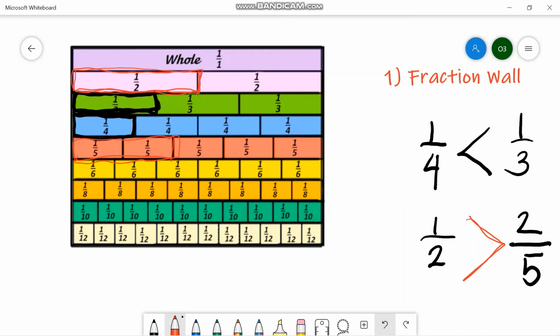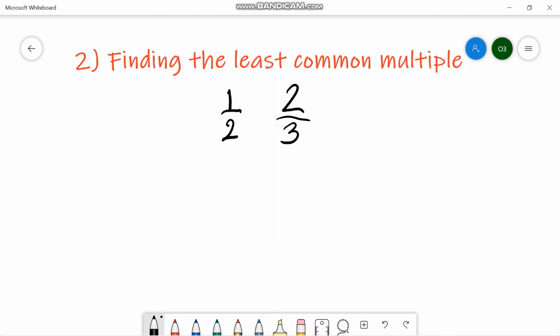But what if there is no fraction wall? How are we going to compare and order fractions without using the fraction wall? So let's go now to the second method, which is finding the least common multiple in order for us to compare and order fractions.